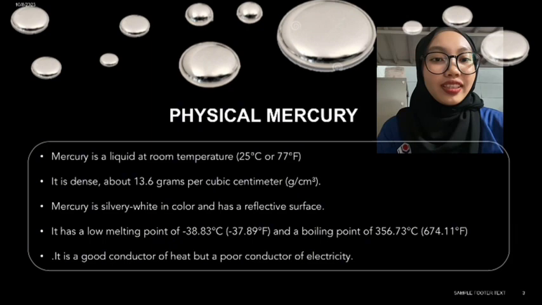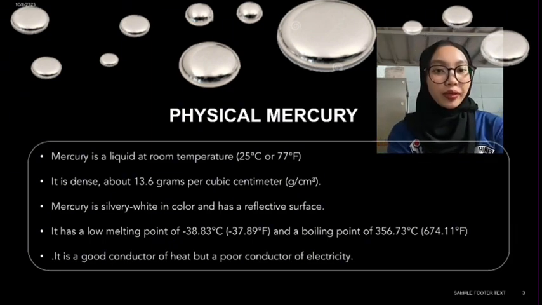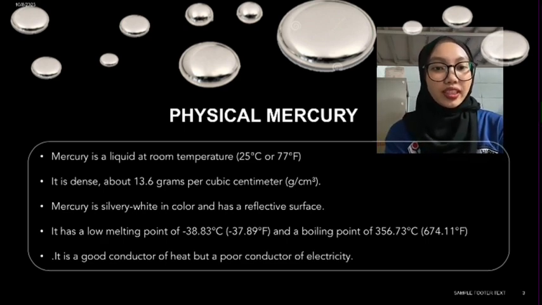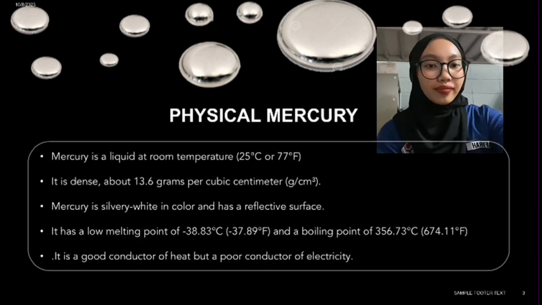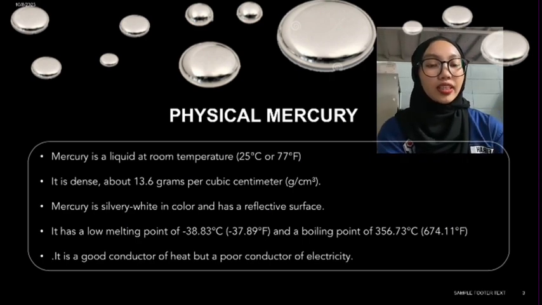We start with the physical properties of mercury. For the first one, mercury is a liquid at room temperature, 25 Celsius. This means that unlike most elements, mercury remains in a liquid state at temperatures commonly found in a typical room, which is relatively unique. It is dense, about 13.6 grams per cubic centimeter.